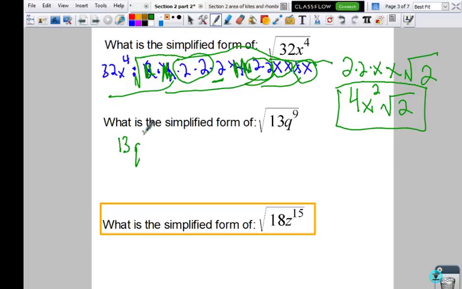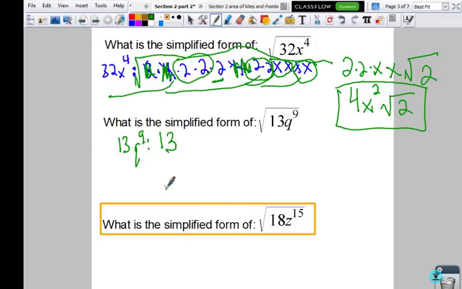I have 13 q to the 9, right? There you go, 13. Like Lily and Beto said, that's prime. Can I split apart 13? No. Can't. So I'm just going to leave it as 13. And then I have q to the 9. How many q's is that? 9. You guys want to write out 9 q's?